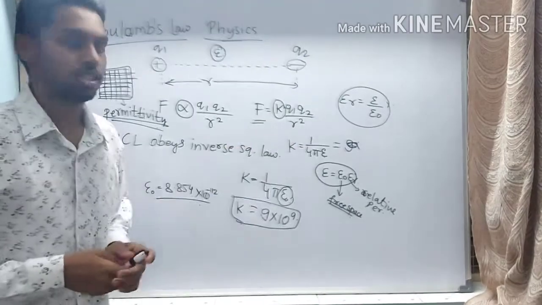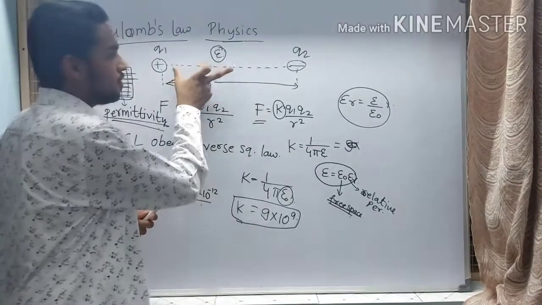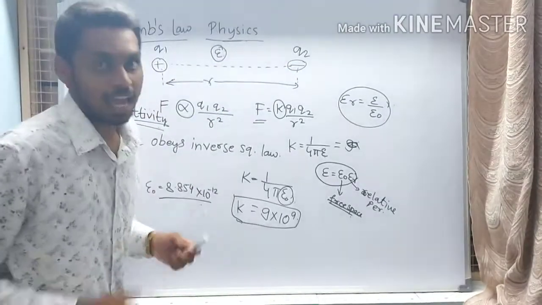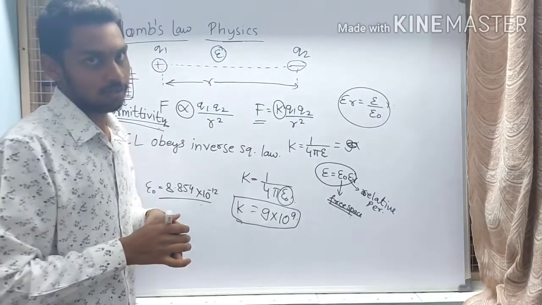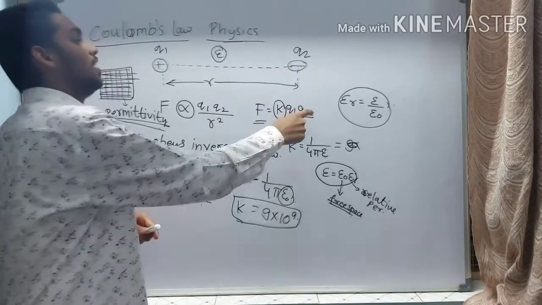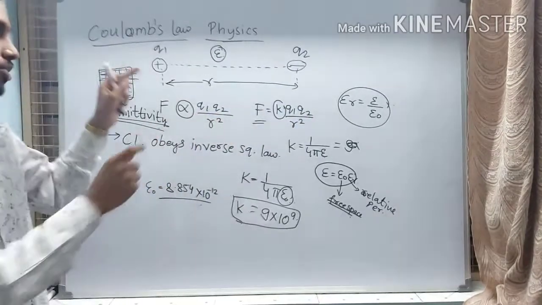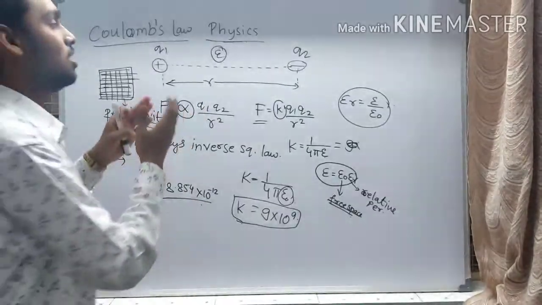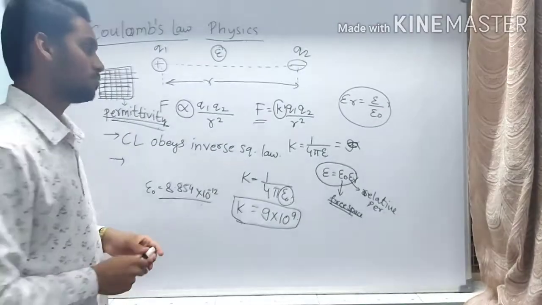Coulomb's law can be stated in this way. The force of attraction or repulsion acting between these two charged particles, which should be point charges, is directly proportional to the product of the magnitude of the charges, and inversely proportional to the square of the distance separating them. So this is Coulomb's law, right?